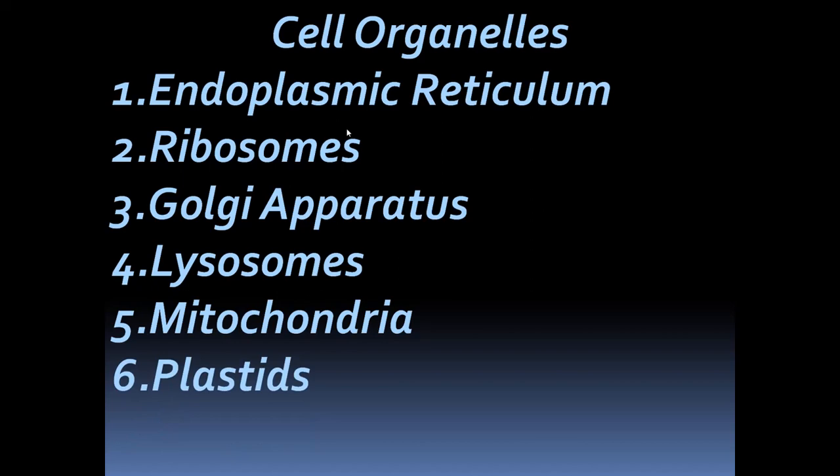Plastid is also a membranous organelle. Vacuole also possesses the membrane. So membranous and non-membranous organelles, all together I have listed here. Please do list these organelles and let us learn about these organelles one by one.